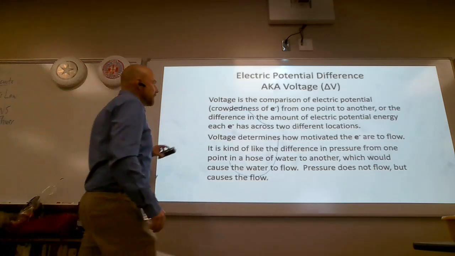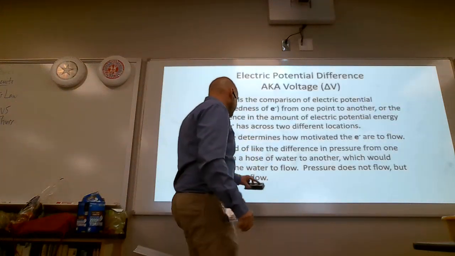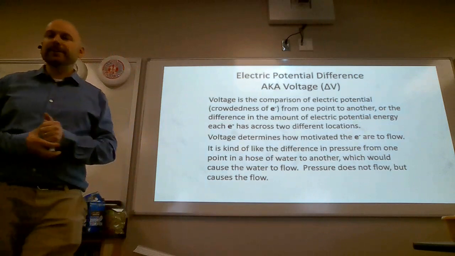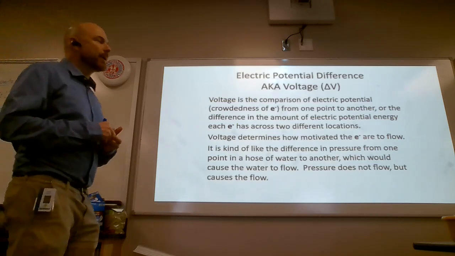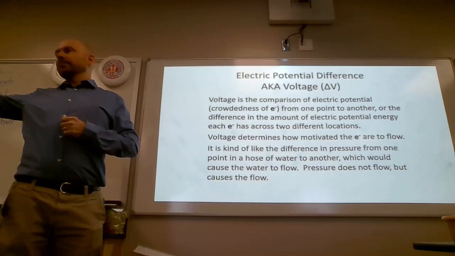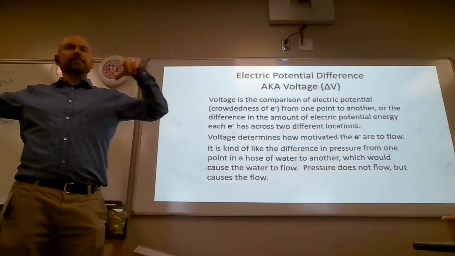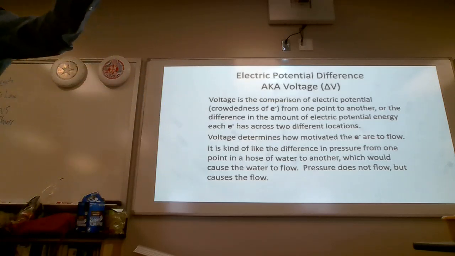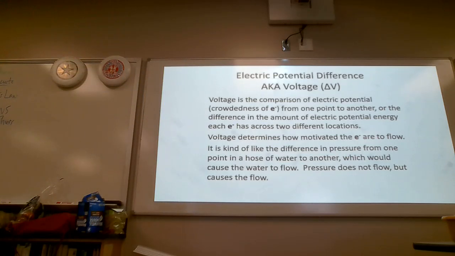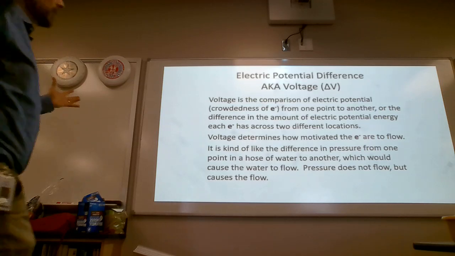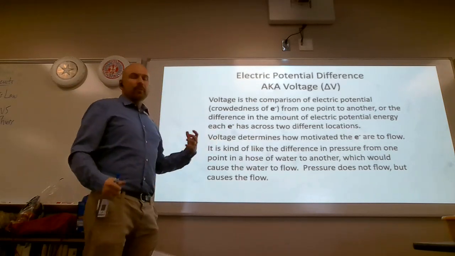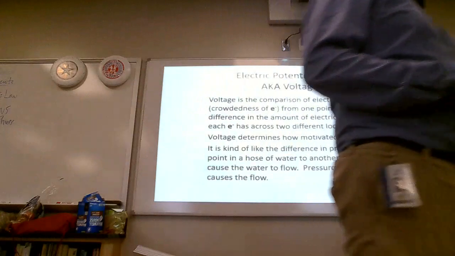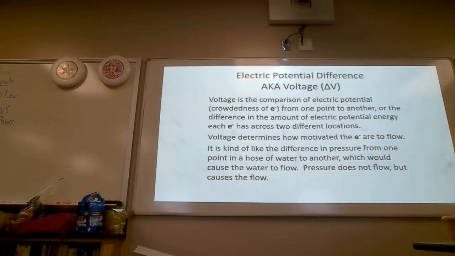So our first measurement is, as promised, electric potential difference, or voltage. So it's the comparison of electric potential from one spot to the next, how crowded the electrons are from one spot to the next, how much energy the electrons have from one spot to the next. It's a comparison. A lot of times you'll use the word across. So the role that voltage plays is it motivates the electrons to flow. How motivated electrons are to flow.